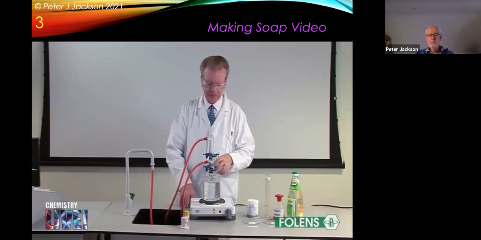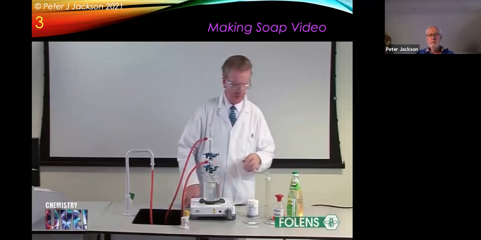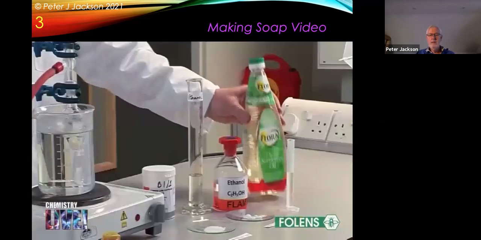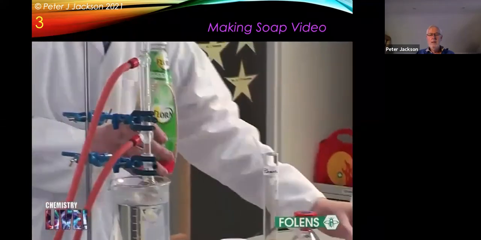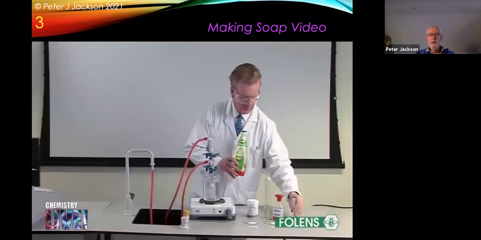To prepare soap, one needs to start off with a substance that contains a naturally occurring ester, for example, cooking oil. 6 centimeters cubed of sunflower oil have been placed in a 100 centimeters cubed quick fit flask. 3 grams of sodium hydroxide pellets.